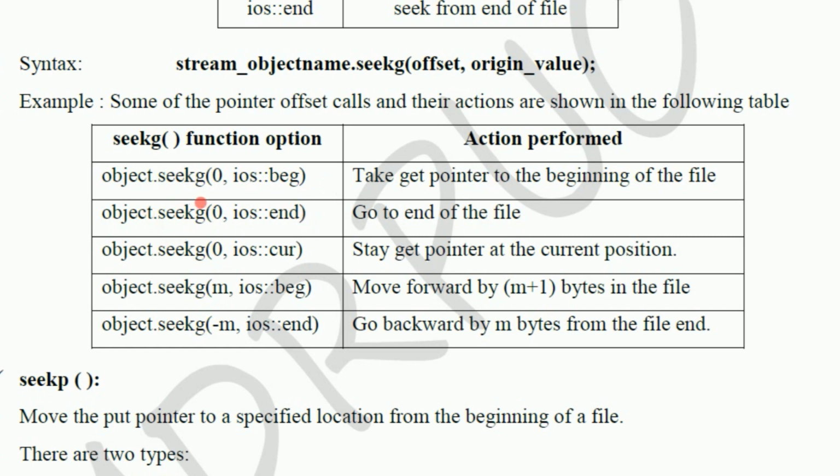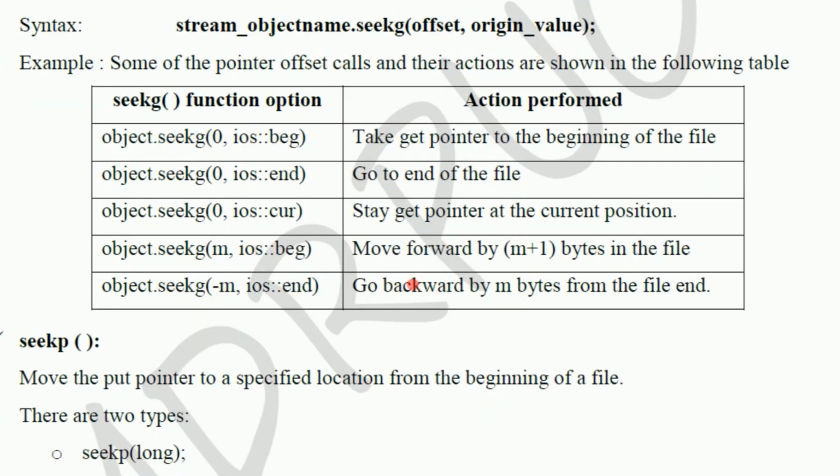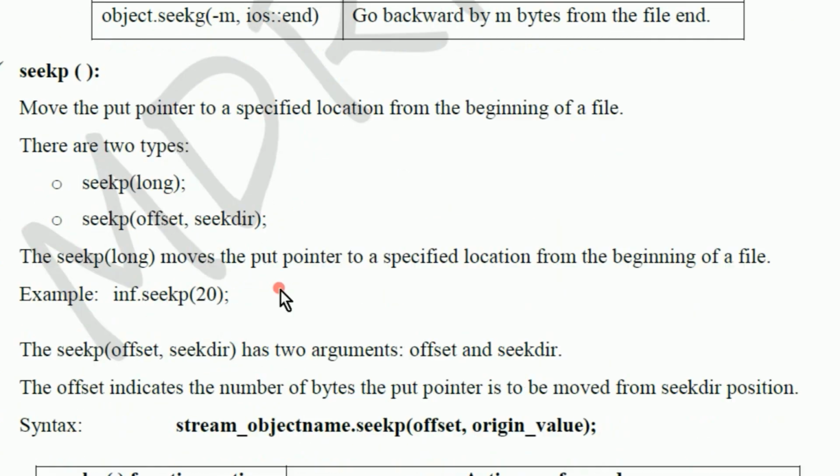For example, object.seekg(0, ios::beg) takes the get pointer to the beginning of the file. object.seekg(0, ios::end) takes the cursor to the end of the file. object.seekg(0, ios::cur) stays the get pointer at the same position. object.seekg(m, ios::beg) moves forward by m plus 1 bytes in the file. object.seekg(-m, ios::end) from the end, it takes in the backward direction.